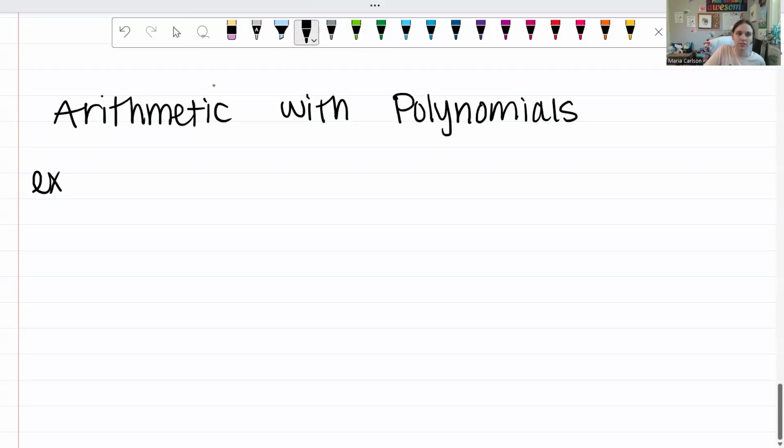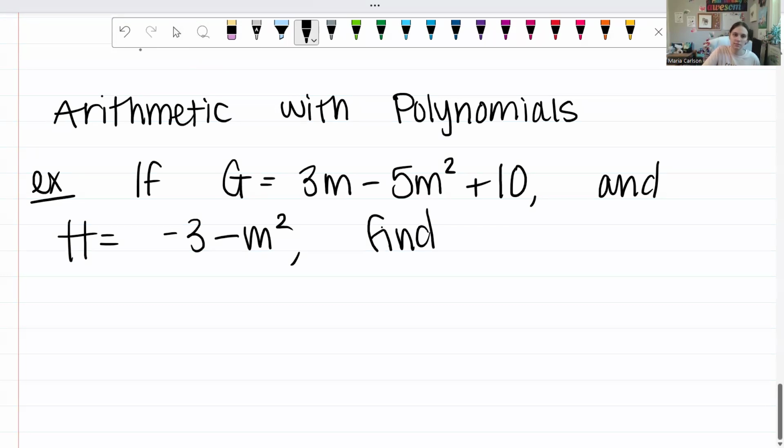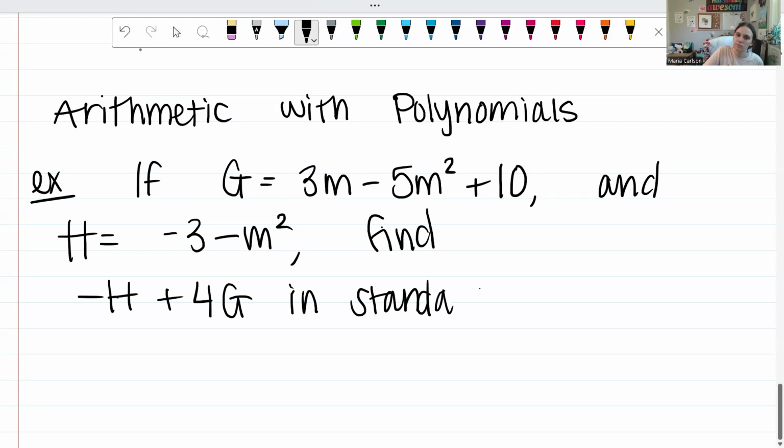And our example that we're going to do together is, and please write this in your notes, if g is equal to 3m minus 5m squared plus 10, and h is equal to negative 3 minus m squared, we want to find negative h plus 4g in standard form. So there's kind of a lot to piece together here.